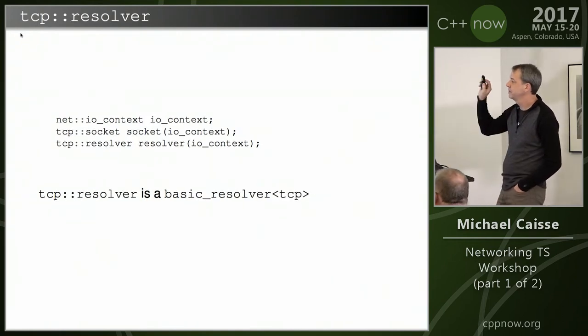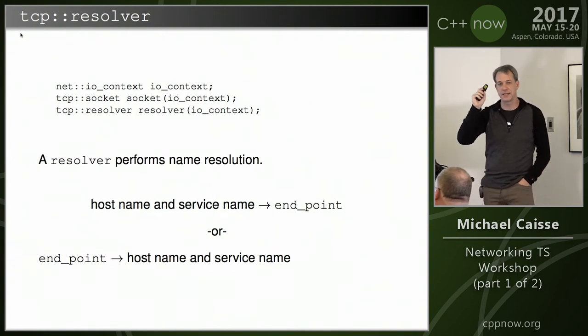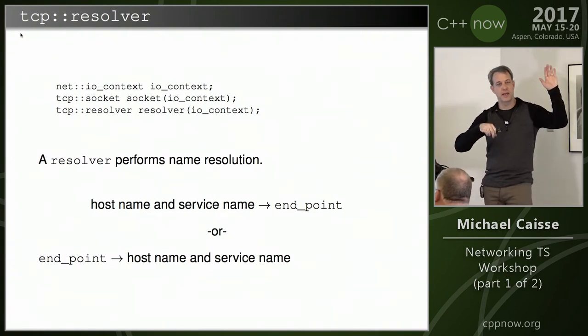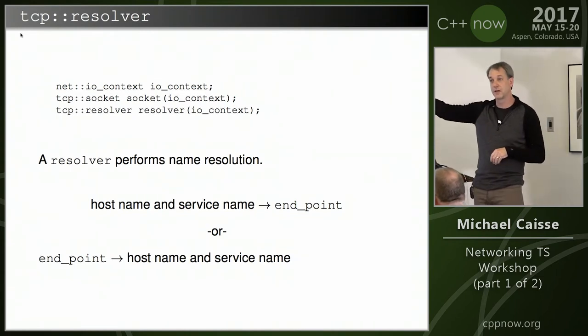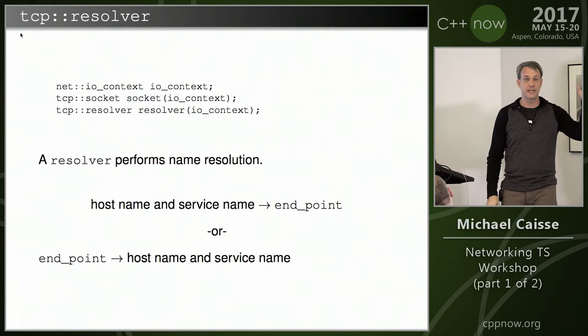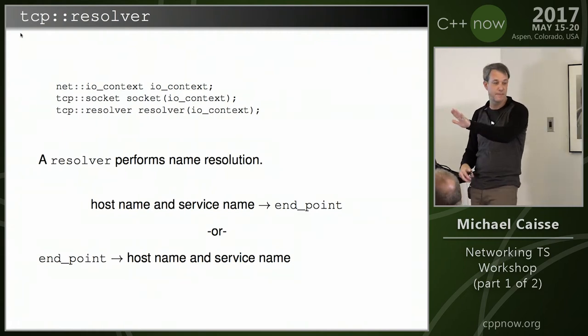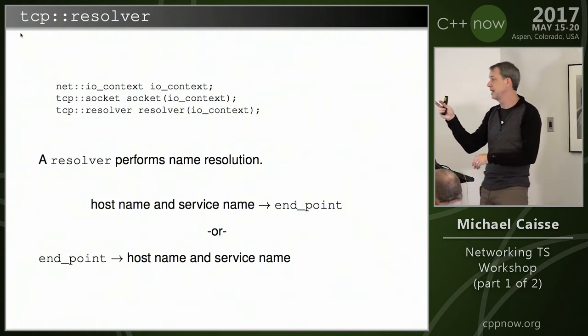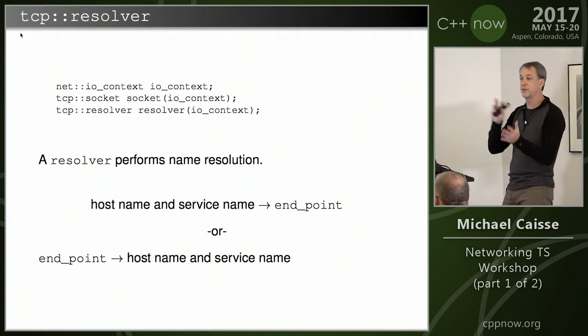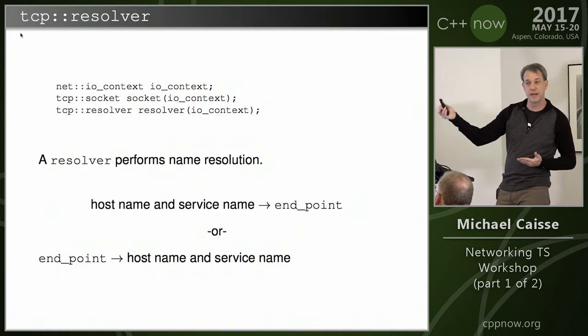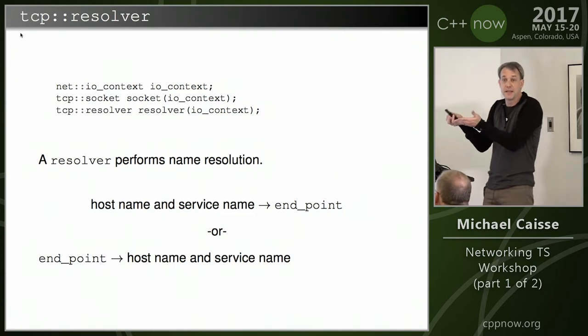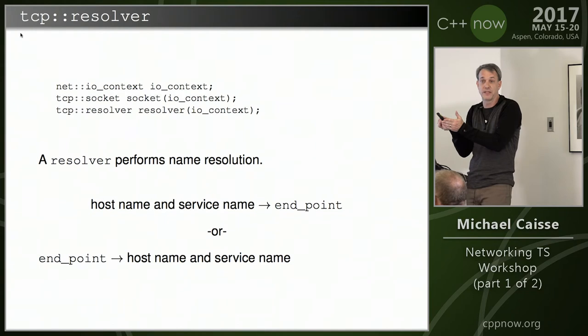The resolver is a way to get from a host name and a service name into an endpoint, or vice versa. If I have an endpoint and I want to understand what the host name and the service name is for that, I can go either direction once I have a resolver. When we give it the host name and the service name, the resolver is going to provide the endpoint. And the endpoint is what we want to associate the socket with, so that we can do some communication.